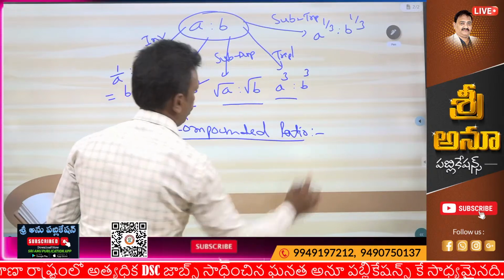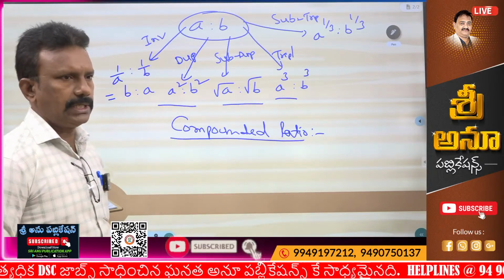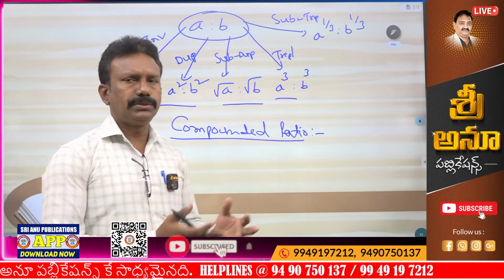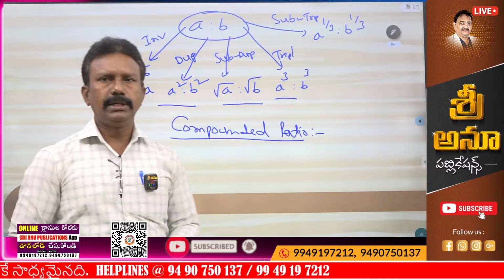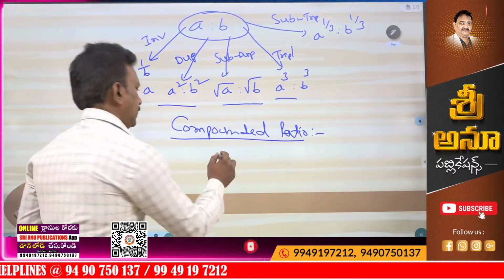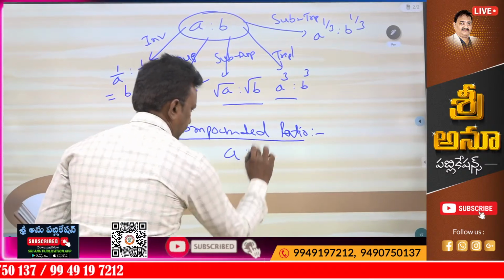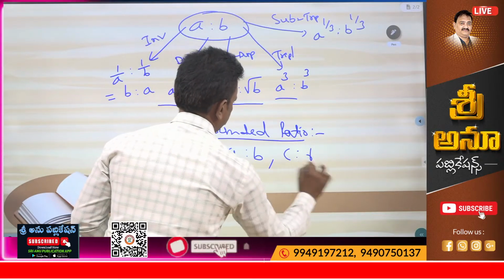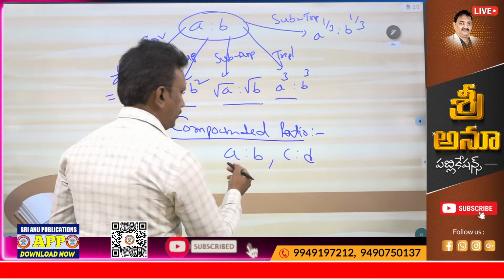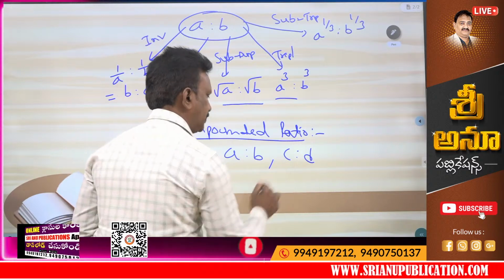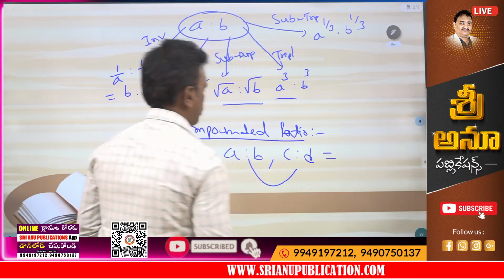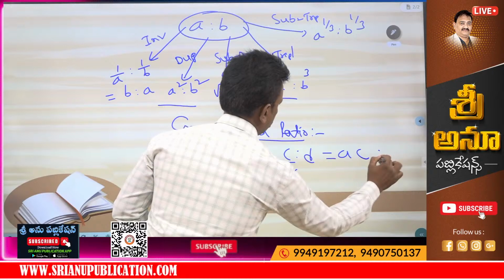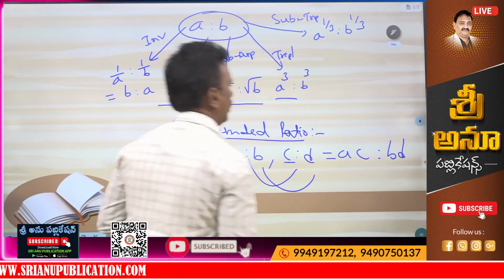Okay. So, compound ratio. It's an important one. In the case of a list of ratios, maybe two ratios are there. Just write more than two ratios: A is to B and C is to D. The compound ratio of A is to B and C is to D is defined as the product of first terms AC is to the product of second terms BD.